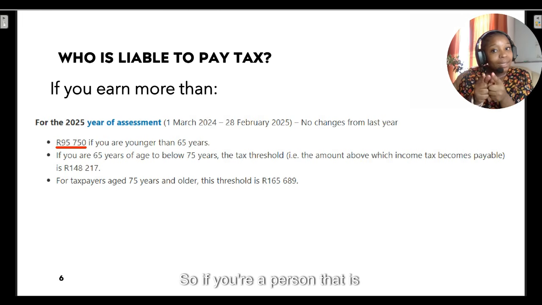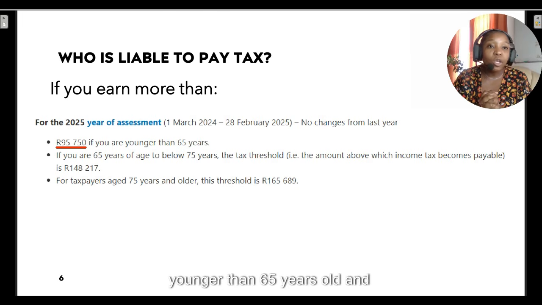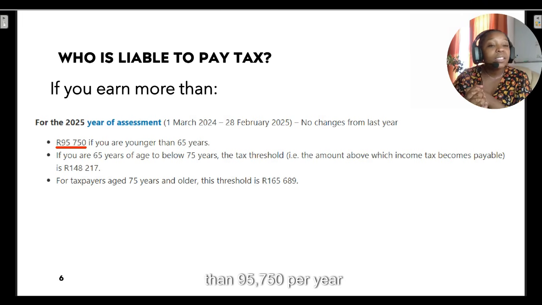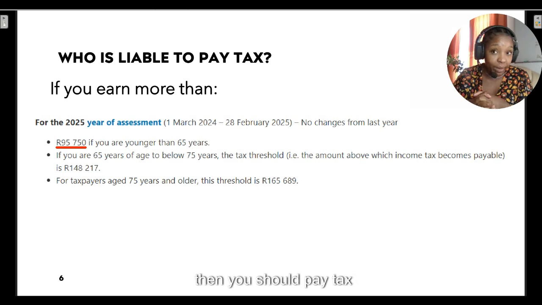So if you're a person that is younger than 65 years old and you earn an income that is more than 95,750 per year, then you should pay tax.